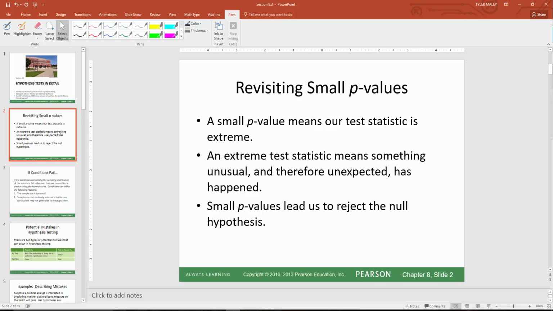We're saying that this is unlikely to happen for our null hypothesis to be true, so we accept the alternative hypothesis, or not accept, we believe that to be true. The statistical evidence suggests that to be true.